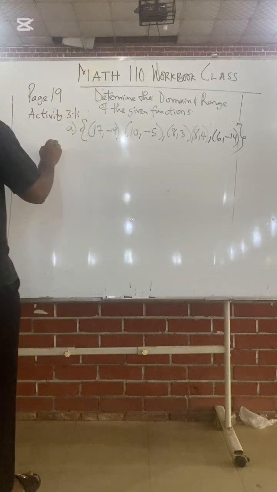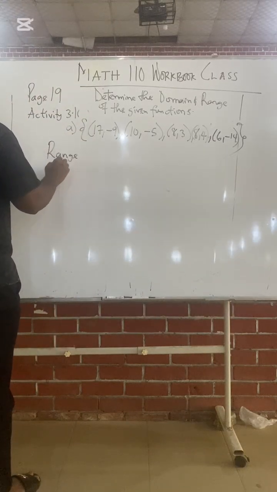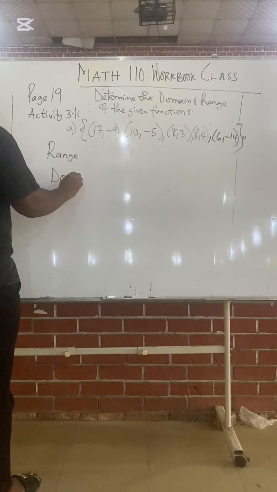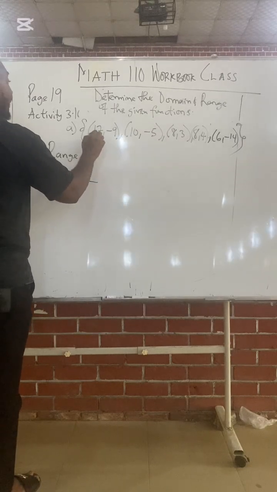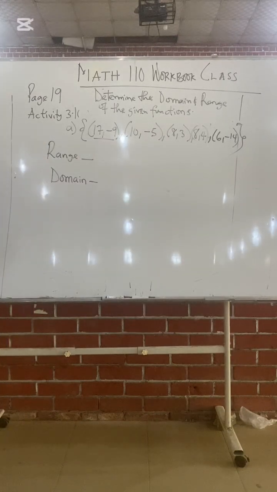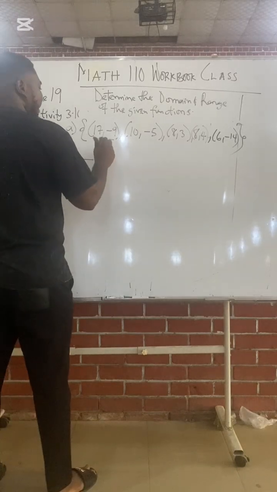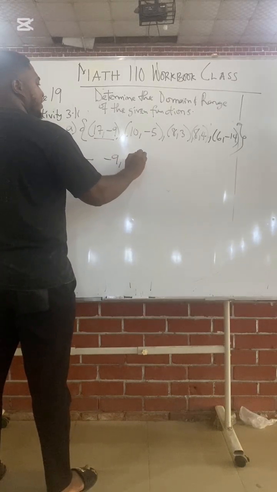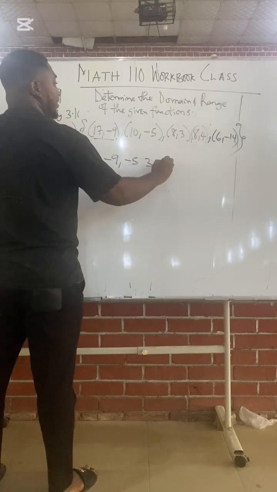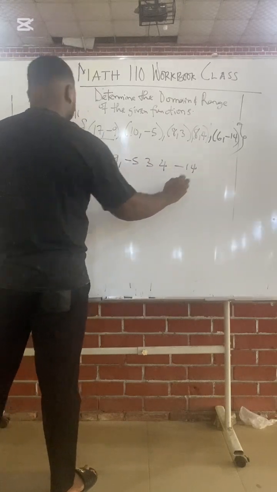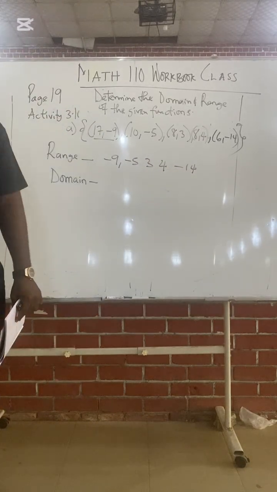Class, so we should list the range and the domain. Class, very simple. Anytime they give you a pair like this, the first entry is the domain, the second entry is the range. So the ranges here are minus 9, minus 5, 3, 4, and minus 14. Range are the second entry in a function expression.